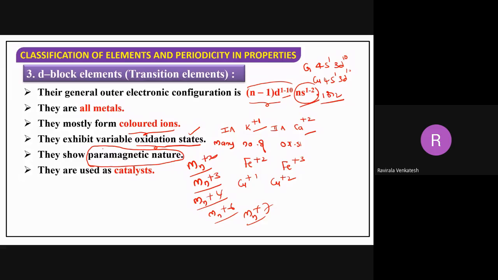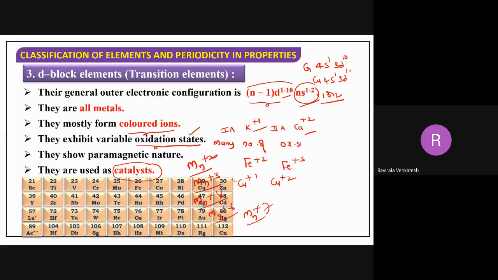Next, they can be used as catalysts. Catalyst means an element which changes the rate of reaction. For example, I want to prepare ammonia. Normally ammonia is not prepared by nitrogen plus hydrogen alone. What do I have to do? I have to use iron as a catalyst. Because of this, the rate of reaction will increase.